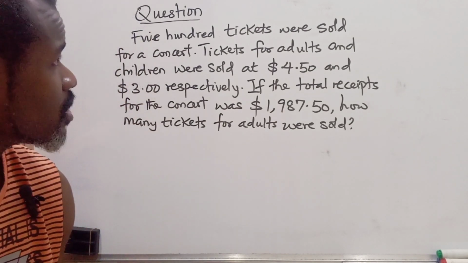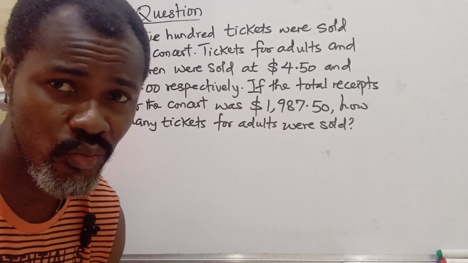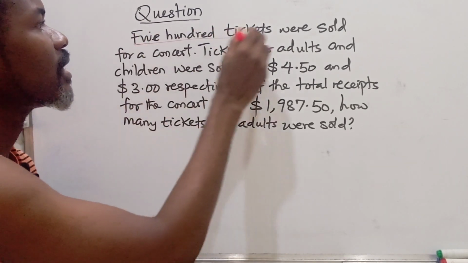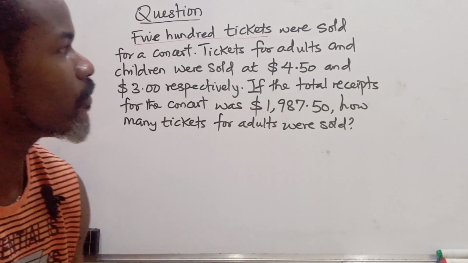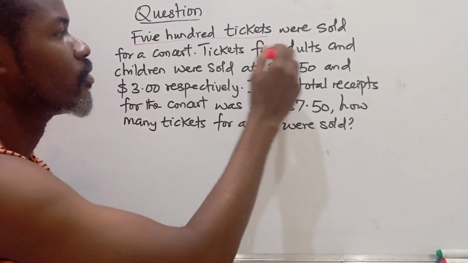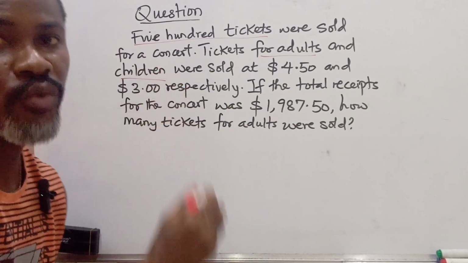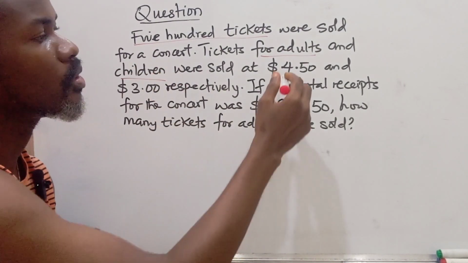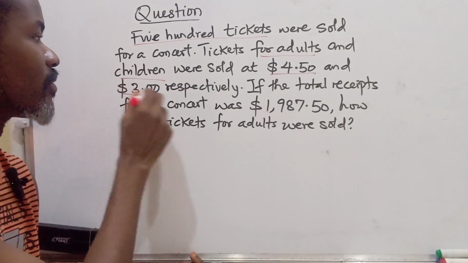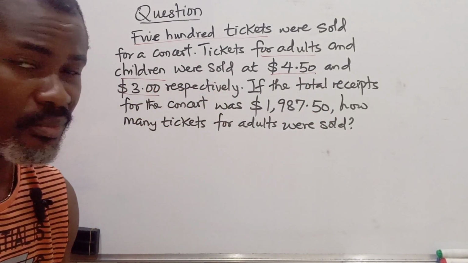All right. So the question reads: 500 tickets were sold for a concert. Tickets for adults and children were sold at $4.50 and $3 respectively.